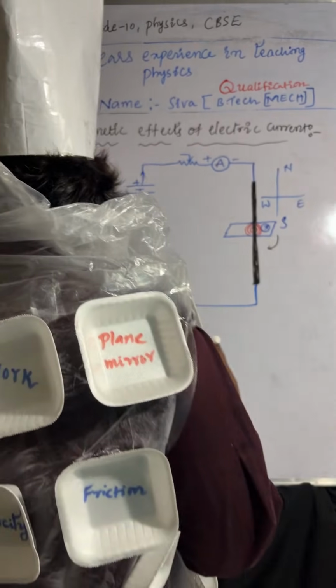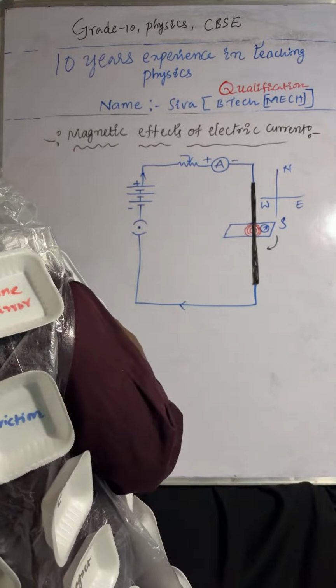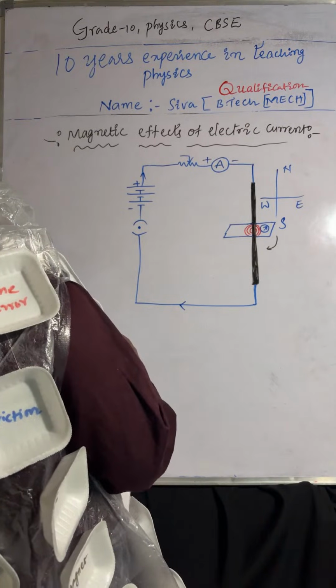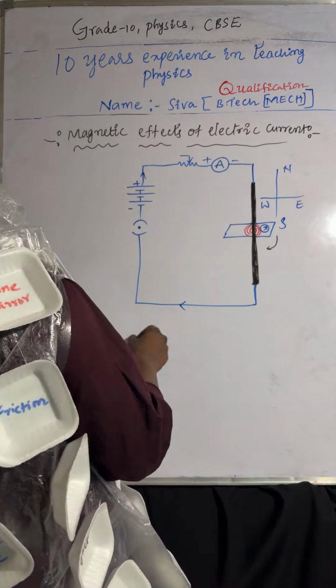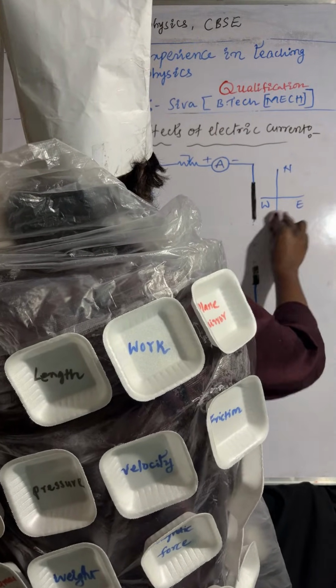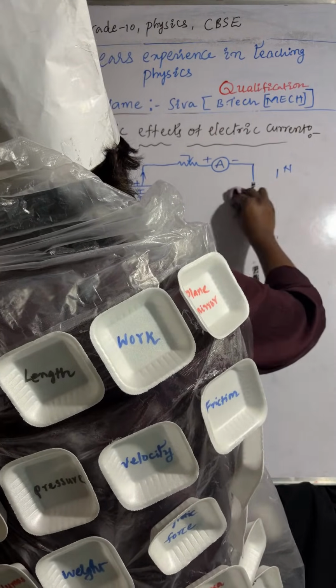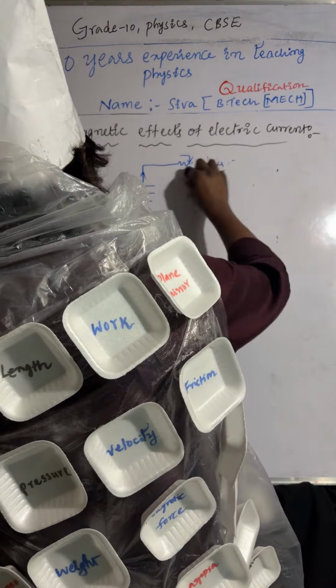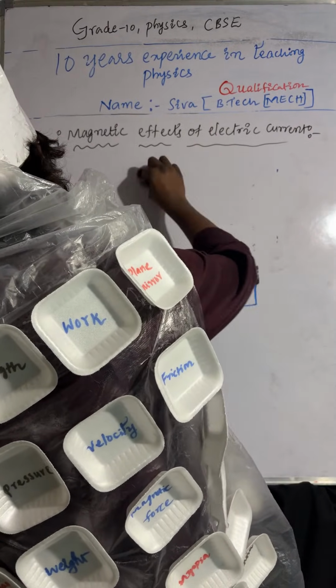Now you can see one more point. This is a straight conductor. Now you will take a loop.